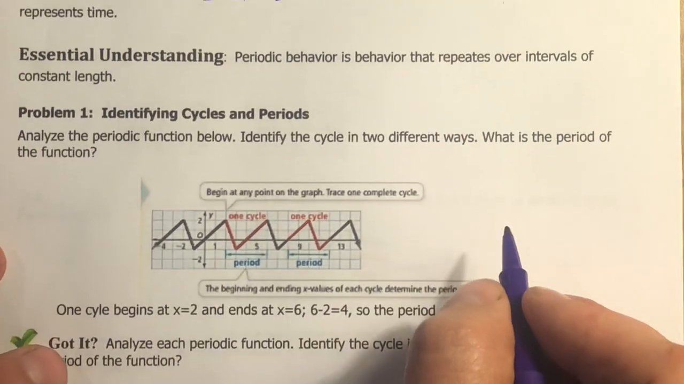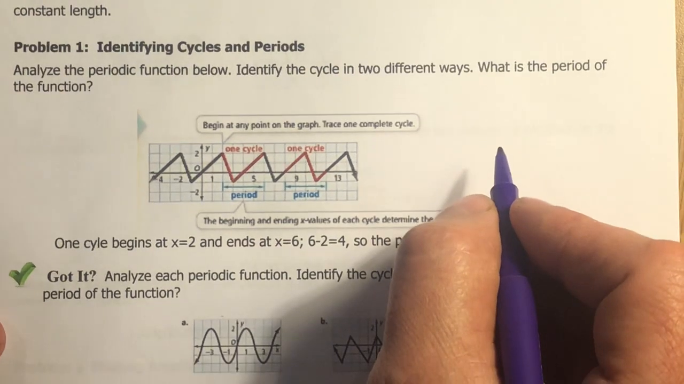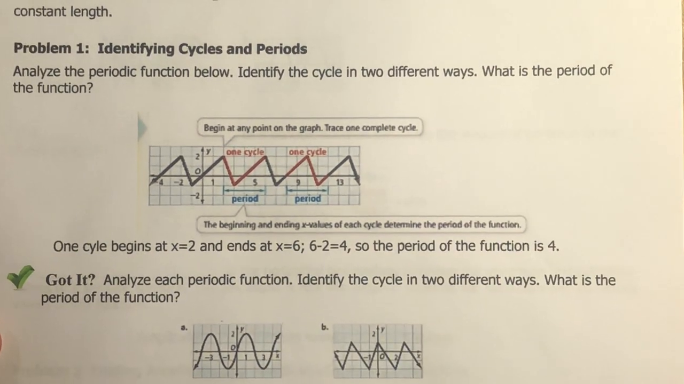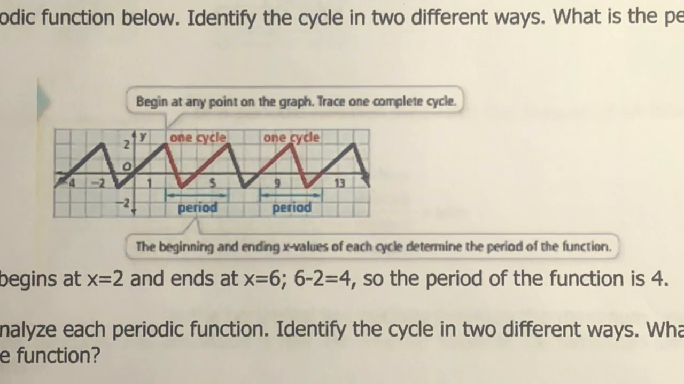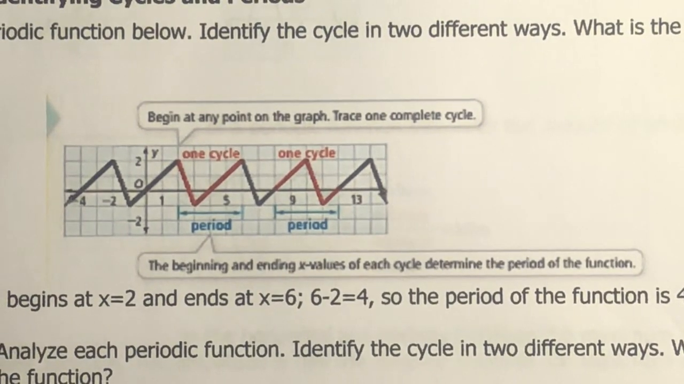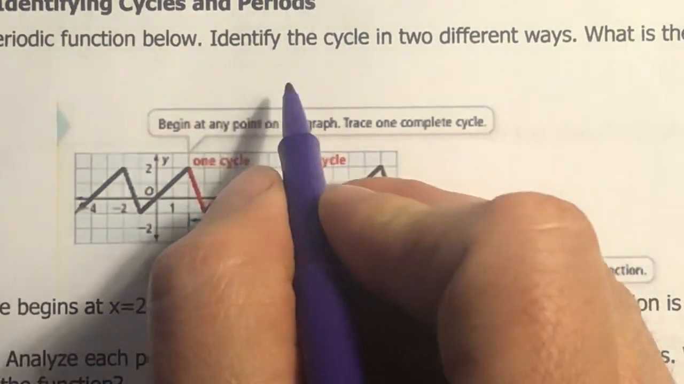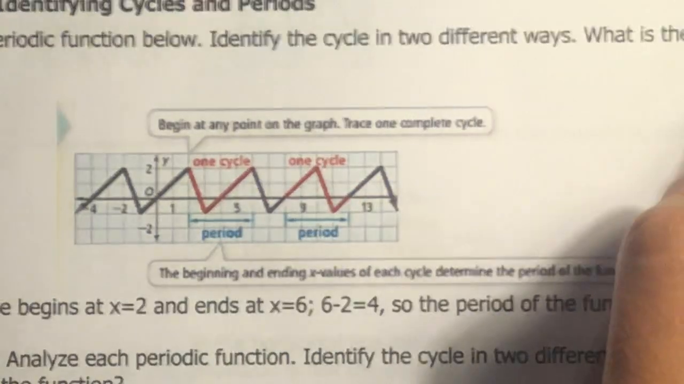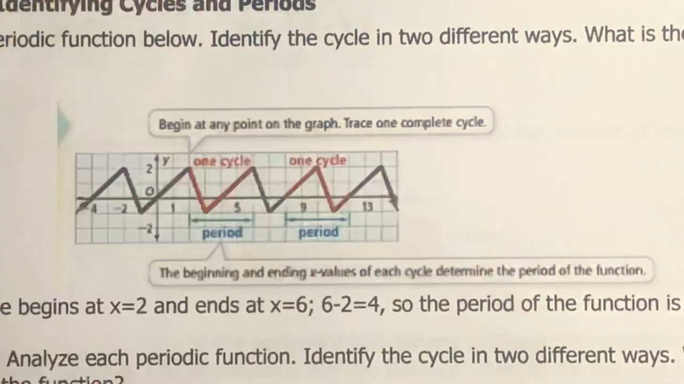All right, look at problem number one. And guys, I apologize for these being so small. I couldn't find bigger examples here, so I'll kind of zoom in. This one says, analyze the periodic function below. Identify the cycle in two different ways. What is the period of the function?